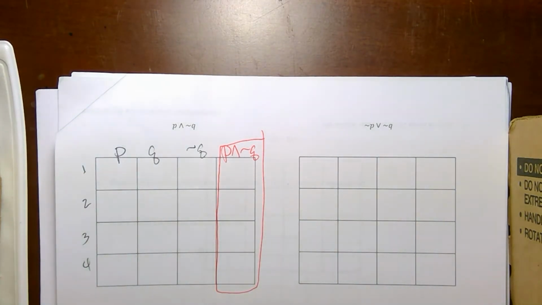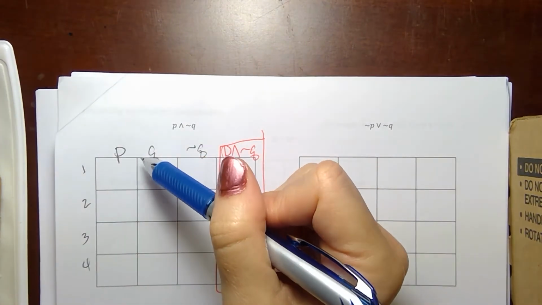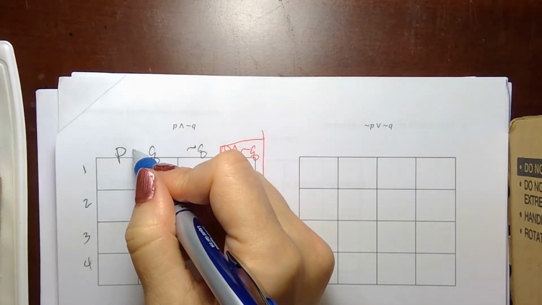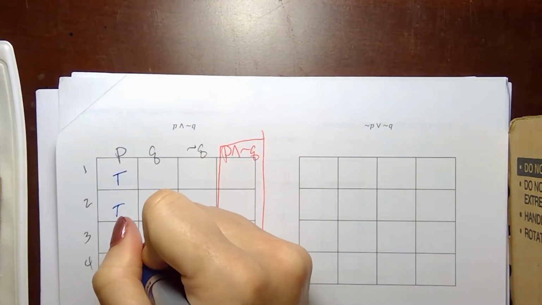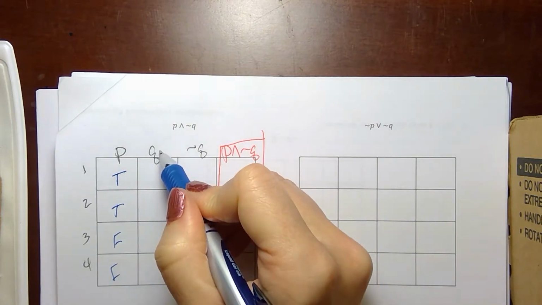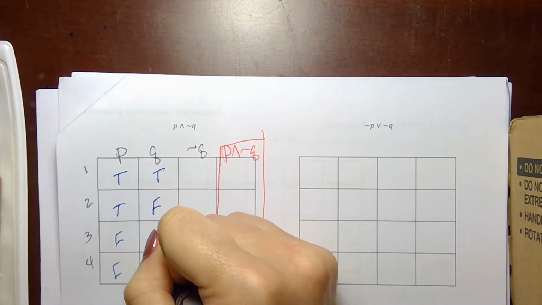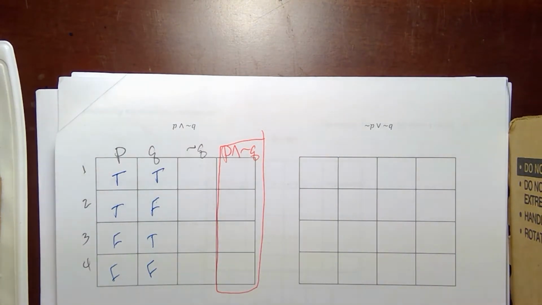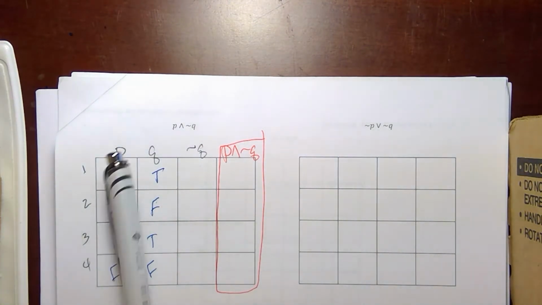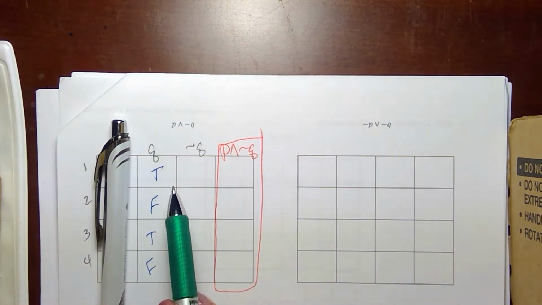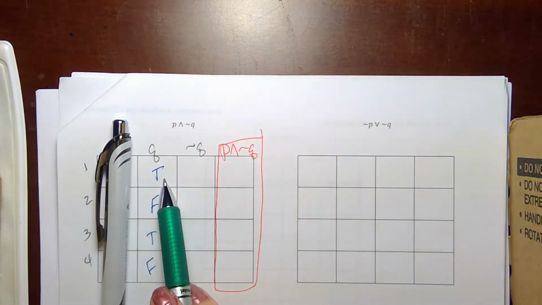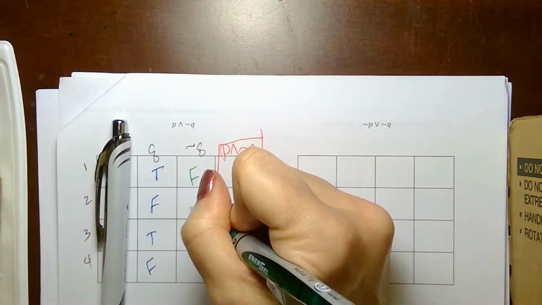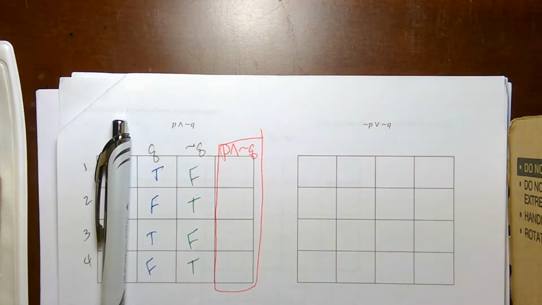Let's just fill in our columns and then we'll talk about what comes next. Two statements means 4 cases. We know what those look like. My P column counts 2 by 2. True, true, false, false. My Q column alternates. True, false, true, false. Now to get not Q, I have to look at Q because my not Q is just negating Q. That means the truth value switches. So if Q is true, false, true, false, not Q is false, true, false, true.